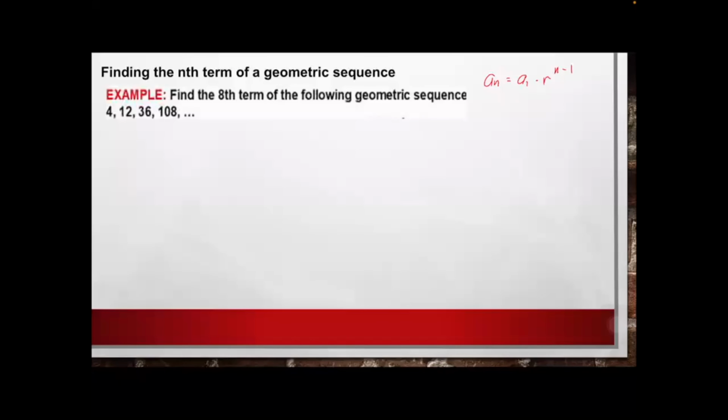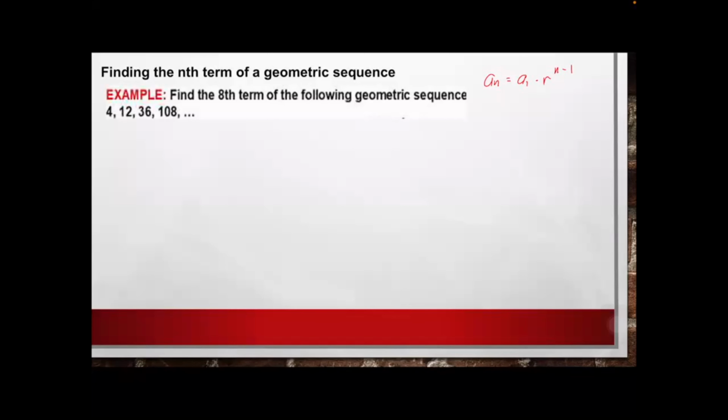The next topic that we'll have here is finding the nth term of the geometric sequence. So the formula that we have here is the same as earlier. We have a sub n is equal to a sub 1 times r raised to n minus 1. So this is our first example. Find the 8th term of the following geometric sequence: 4, 12, 36, and 108. Then we have to find the 8th term.